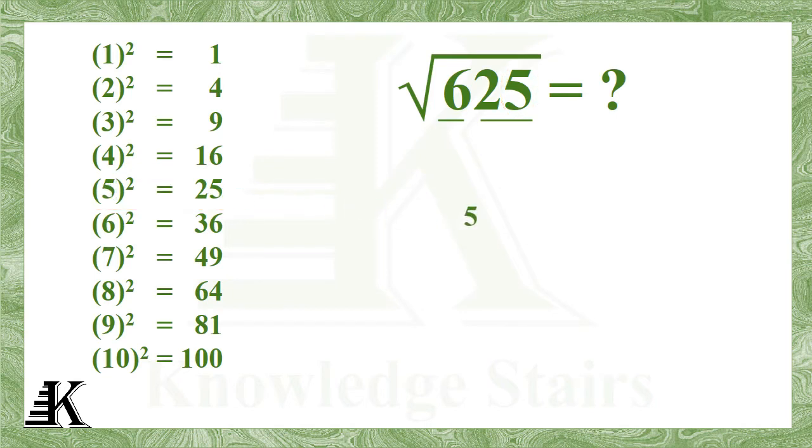Now, we will come to the next pair. Here we have 6. Now we will see which number has a perfect square whose value is less than 6. That is 2, whose square is 4. If we see 3, then its squared value is 9, which is more than 6. So here we will take 2 and we will write 2 at the tens place. Now the required number is 25.